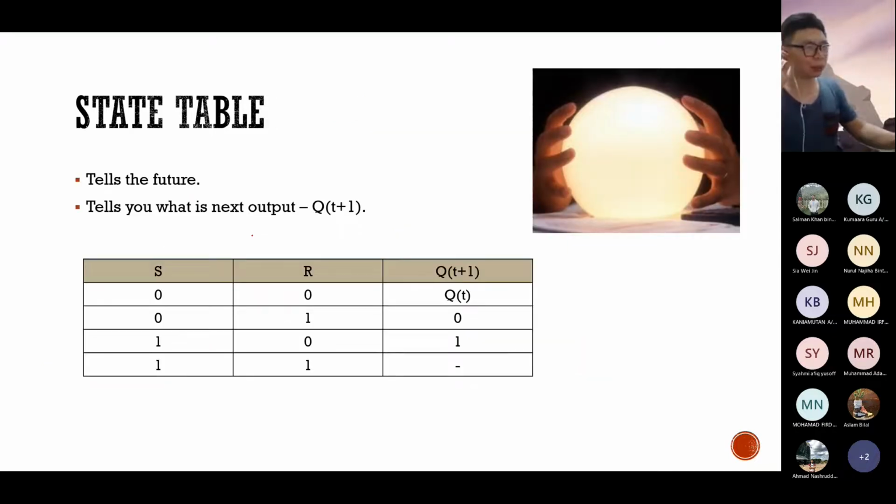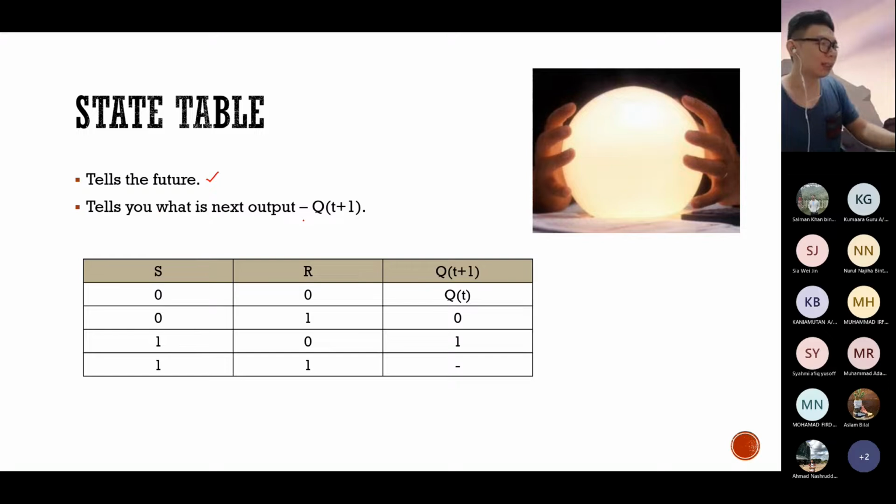Okay, so next, let me talk about a new kind of table also. In a sequential circuit, we also have something we call the state table, and this state table is interesting because it's like a crystal ball. Why is it a crystal ball? Because it can tell the future. Of course, it cannot tell you your future or even my future, but it can tell the future of your SR latch or any latch for that matter.